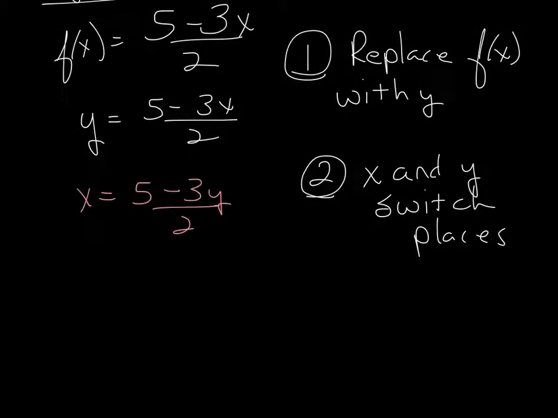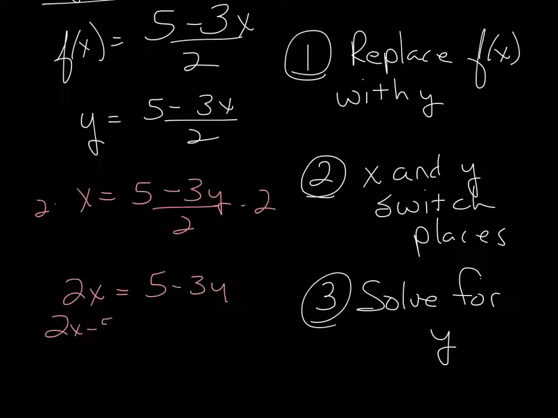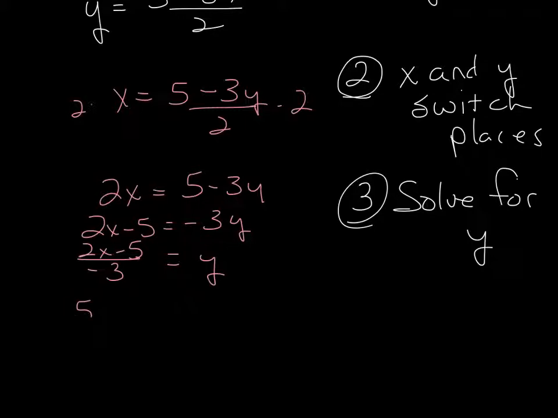After the x and the y switch places, then we're going to solve for y. So in the function that I'm finding the inverse of, I'm going to multiply both sides by 2. We get 2x equals 5 minus 3y. Subtract 5 from both sides. And then we will divide by negative 3. Okay, so we can leave it like that, or I could rewrite it as 5 minus 2x over 3. And that is my y, which is the inverse function.